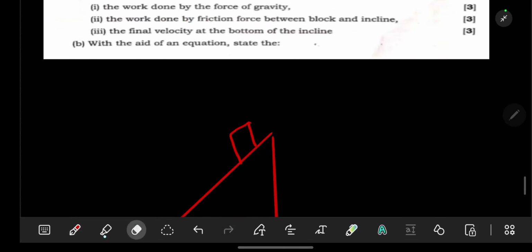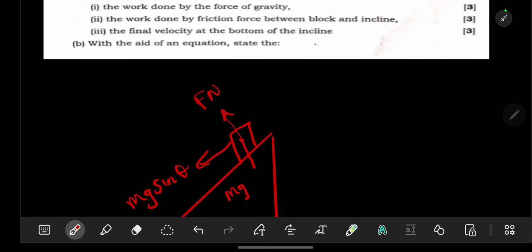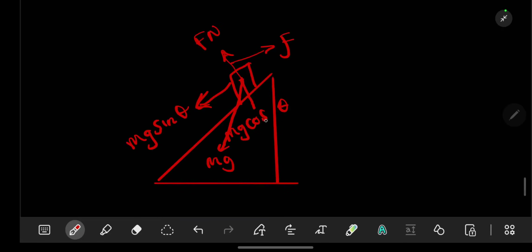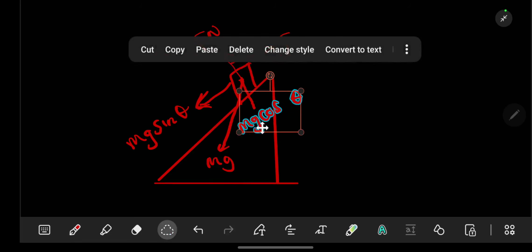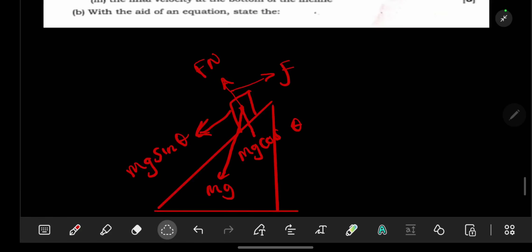So the one that is causing it to go down is this one, which is our mg sine of theta. The normal force is pointing up. Then down here we are going to have our mg cos of theta, like that. Then on this other side it will be the frictional force, since it is going down like that. So that is basically what we need. So we have our mg like that. So this is what we have there.